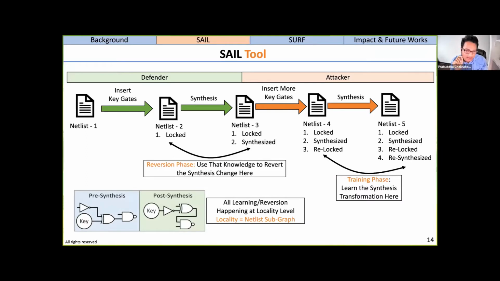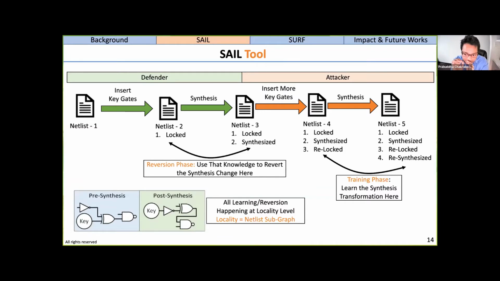And then the attacker tries to reverse the changes that were introduced from netlist 2 to netlist 3 using the model that is already trained, right? Because the attacker doesn't have access to netlist 2. The attacker has access to netlist 3. So from 3, the attacker takes it back to 2 using the trained model. So this is the reversion phase.